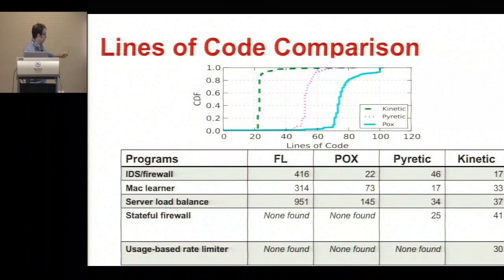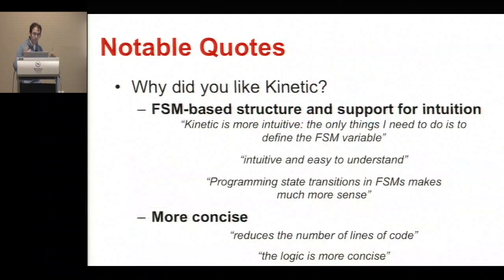One of the things we did is look at lines of code reduction. In the interest of time, I will just tell you that we looked at a whole bunch of programs out there on GitHub, standard network operator types of things. And the lines of code were less. As we know, that's not always a good thing, and I'll come to that in just a minute.